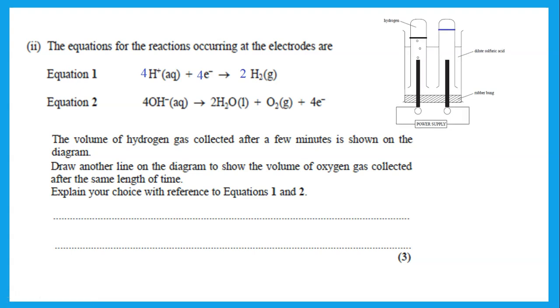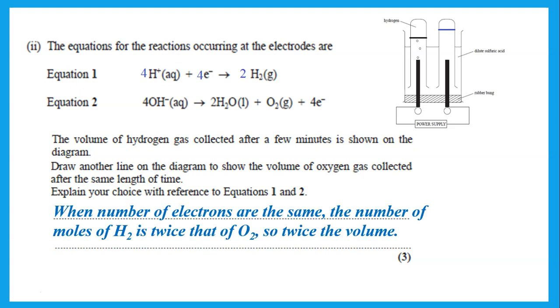hydrogen. So look at the diagram up there. We have drawn a line to indicate that the amount of oxygen collected in the test tube on the right is about half the volume of hydrogen in the other test tube. Of course, the explanation is when the number of electrons are the same, the number of moles of hydrogen is twice that of oxygen, so twice the volume.